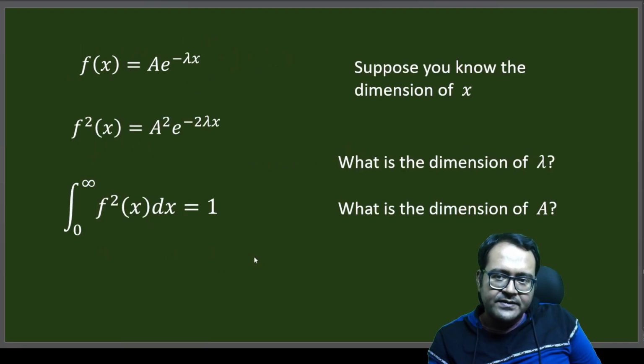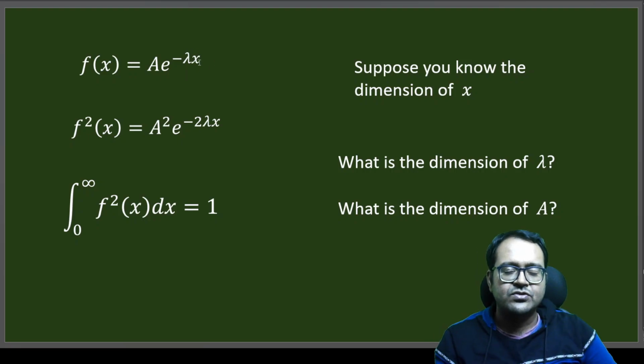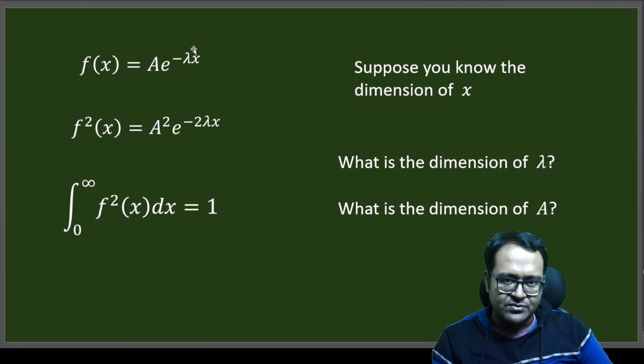Now, suppose you know the dimension of x. No issues. Your f(x) is defined as A e to the power minus lambda x. We already know that anything inside an exponent should have dimension 0, that means dimensionless. So lambda x should be dimensionless. Whenever you know the dimension of x, you see the dimension of lambda is 1 by the dimension of x here.